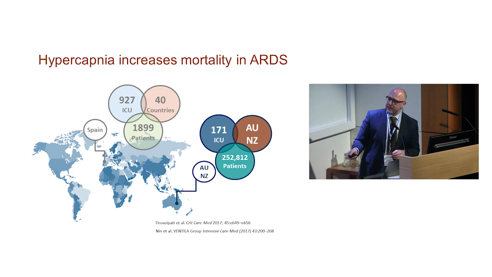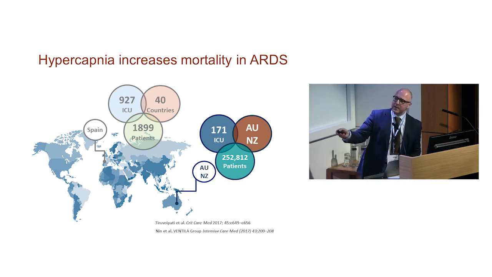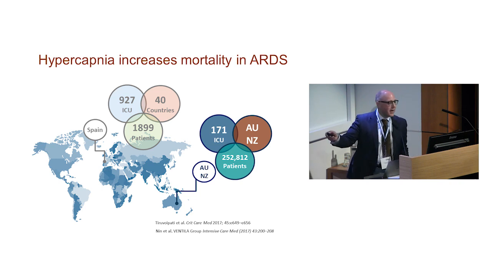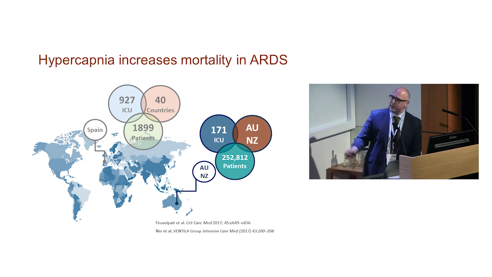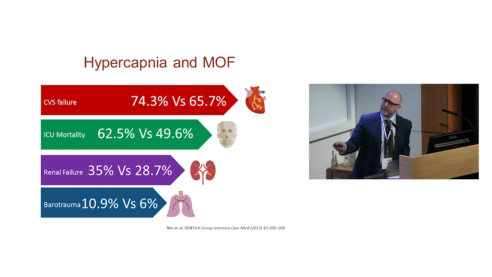So this is more recent data, I put that for you. This is actually 2 months ago and 4 months ago. Two big studies, multi-center, one in Spain, 927 ICU, 40 countries, almost 2,000 patients. And the other one from Australia and New Zealand, 252,000 patients. Okay, so not a small study. And basically what you can see here, that patients with hypercapnia on your left got greater risk of cardiovascular failure, greater ICU mortality, renal failure, and barotrauma, so 11 versus 6%.